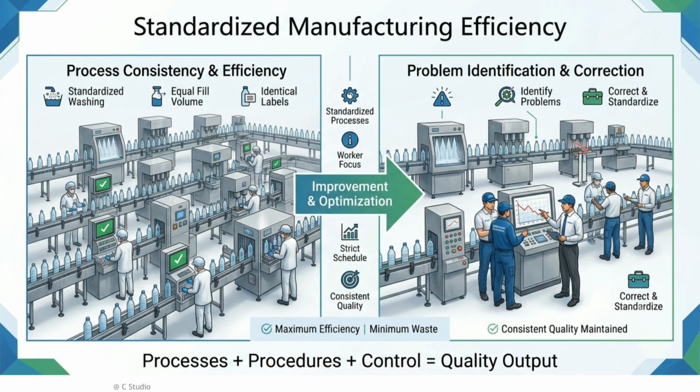Imagine a bottled water factory. Every bottle follows exactly the same process: washing, filling, sealing, labeling, quality inspection, and packaging. Every worker knows their specific task. Every machine has a schedule, and quality is checked regularly. If one machine begins producing fewer bottles than expected, managers investigate the problem immediately and correct it. Everything is standardized because the goal is maximum efficiency, minimum waste, and consistent quality.